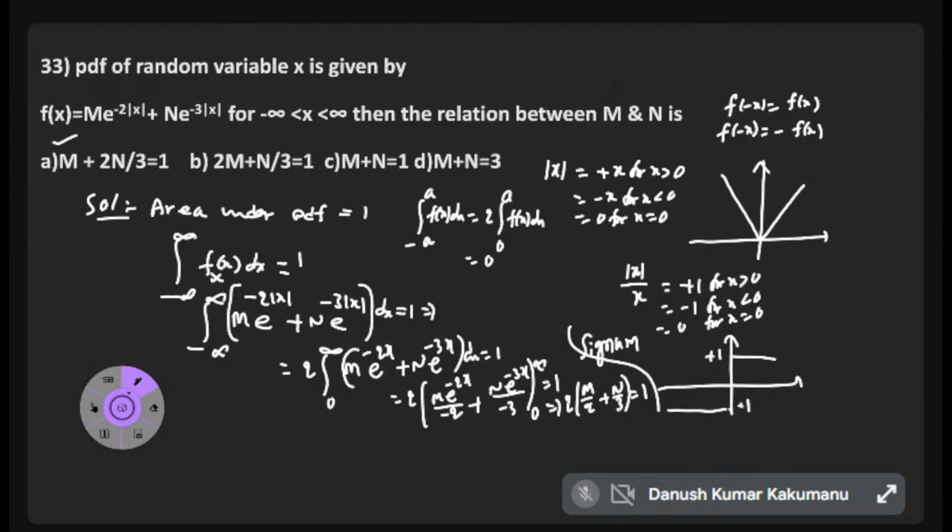First of all, mod x is involved. Mod x means it is an even function. Then we are converting the integral of minus a to a f of x dx as 2 integral of 0 to a f of x dx. Everybody understood now? Yes. So we have to do like this only. From here to here, this step. No need to split minus infinity to 0, 0 to infinity. It takes time.